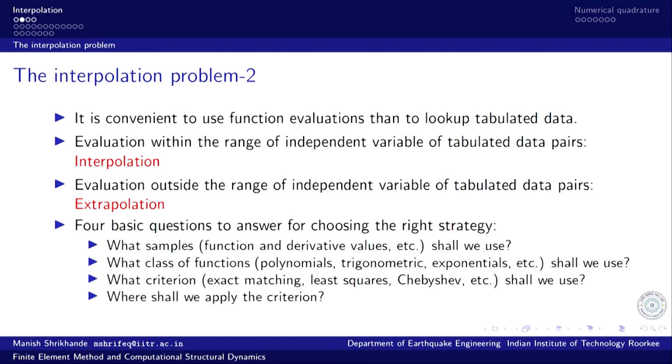And then where shall we apply the criteria? That is another problem: the criteria that we adopt may not be equally good at all places over which the approximation has been developed. So, it has to be specified how often and where that criteria is to be applied. That will have implications on the goodness of the approximation that we construct.